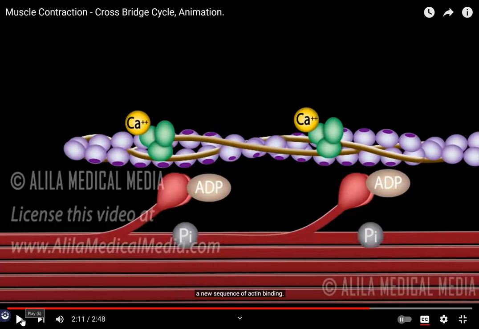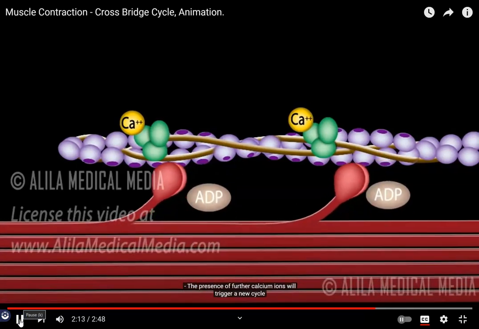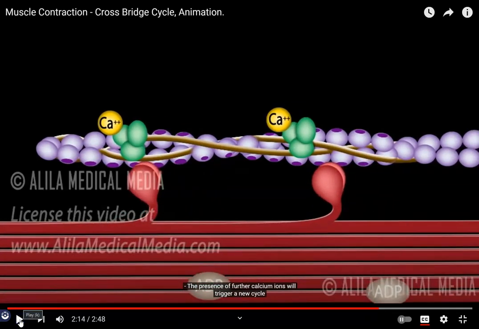Now, once the phosphate leaves and the head binds, then what happens? Let me play this. The presence of further calcium ions will trigger a new... So what happens right there? You see the muscle cell, the sarcomere, does this. What's this called? Contraction or movement, or it slides, power stroke, different ways to call it.